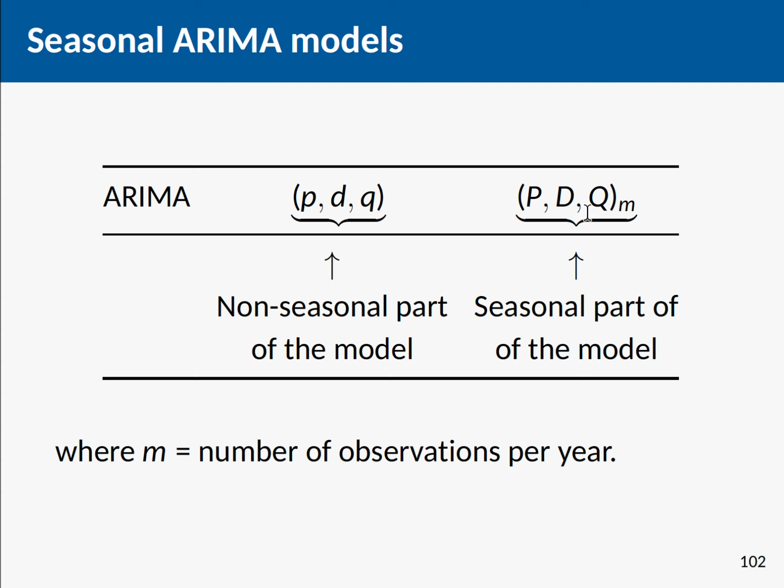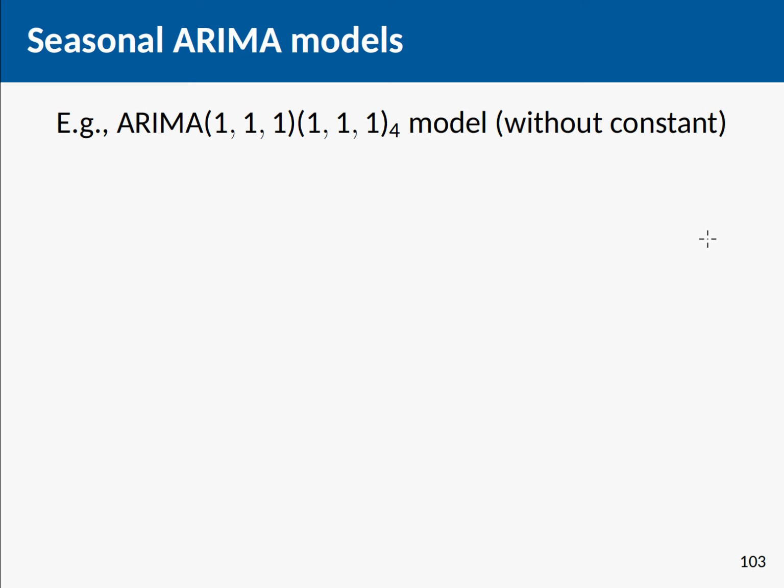But you can augment this model with this right here, which is all in capitals. When it's in capitals, this is referring to the seasonal part of the model, where m represents the number of observations per year, or the seasonal component. So m is going to be 12 for monthly data, and m is going to be 4 for quarterly data. And this is going to be corresponding to the seasonal components. So again, the AR component, the differencing, and the MA component for the seasonal part in the ARIMA model.